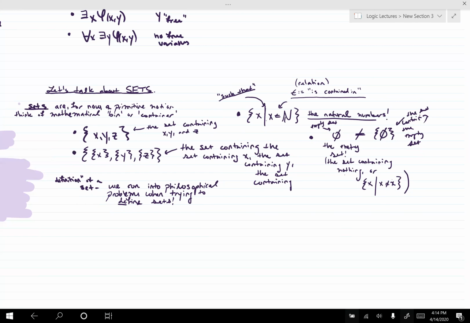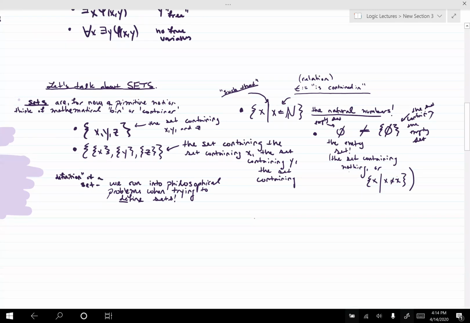So we're just starting. Set theory really only has the relation is contained in. And you can, I guess, define other things with containment.